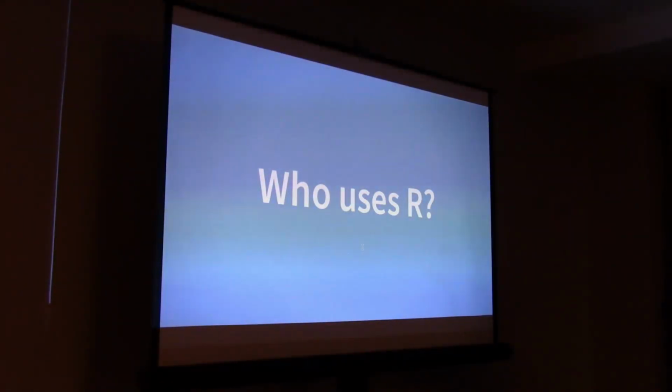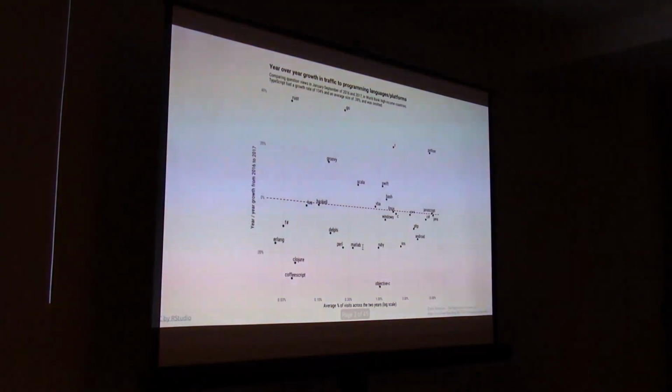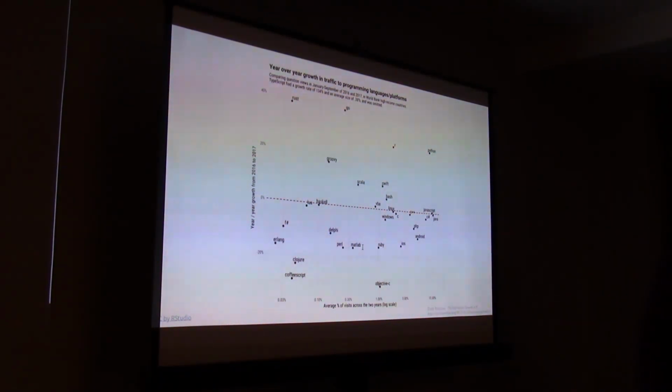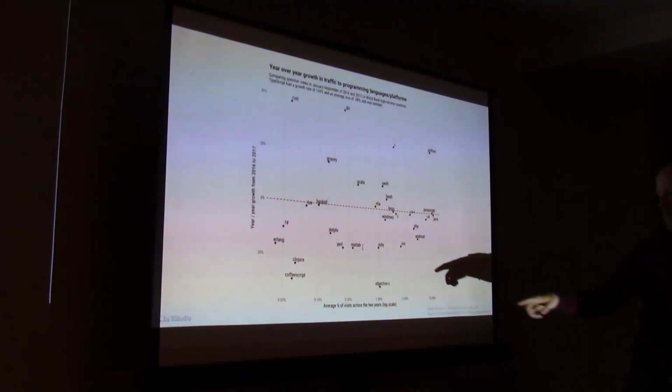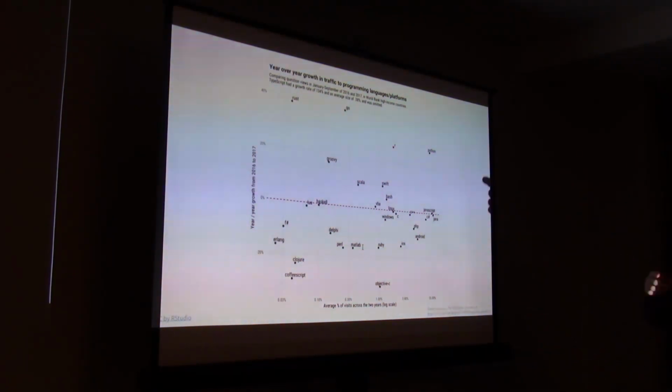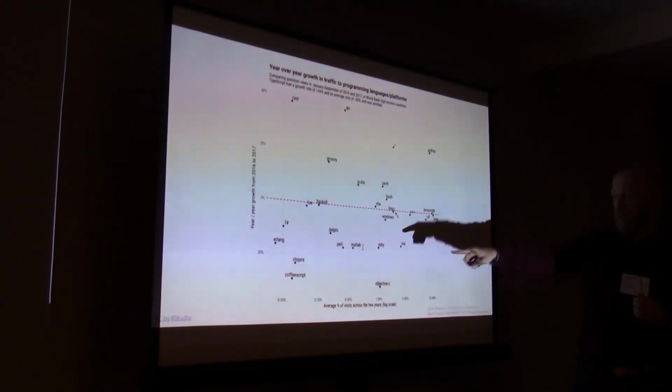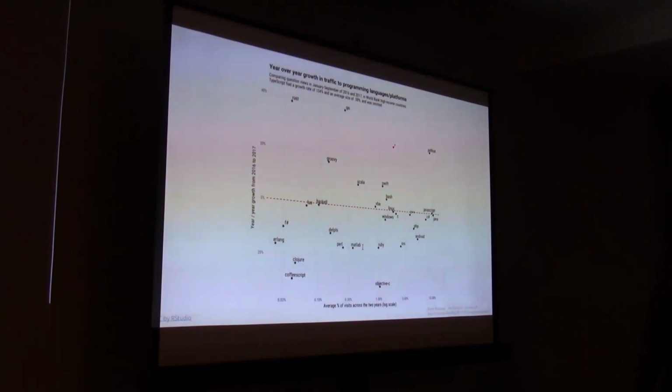So what does the typical R user look like? This plot is showing data from the Stack Overflow survey from 2017. On the x-axis is the average percentage of visitors across all of Stack Overflow on a log scale, and the y-axis is the year-over-year growth of each of the programming languages, and each point is a programming language. So R is up here. Of the languages that are fairly large, it's growing quite rapidly.